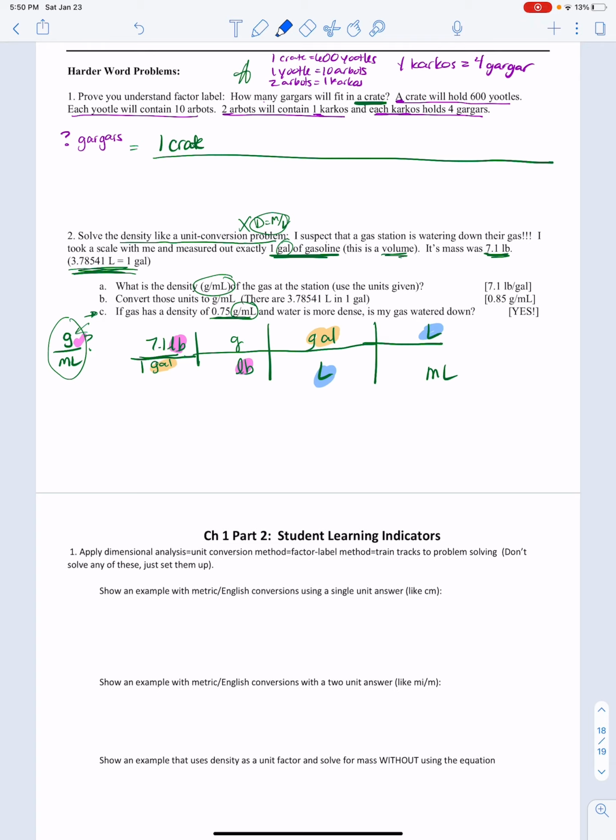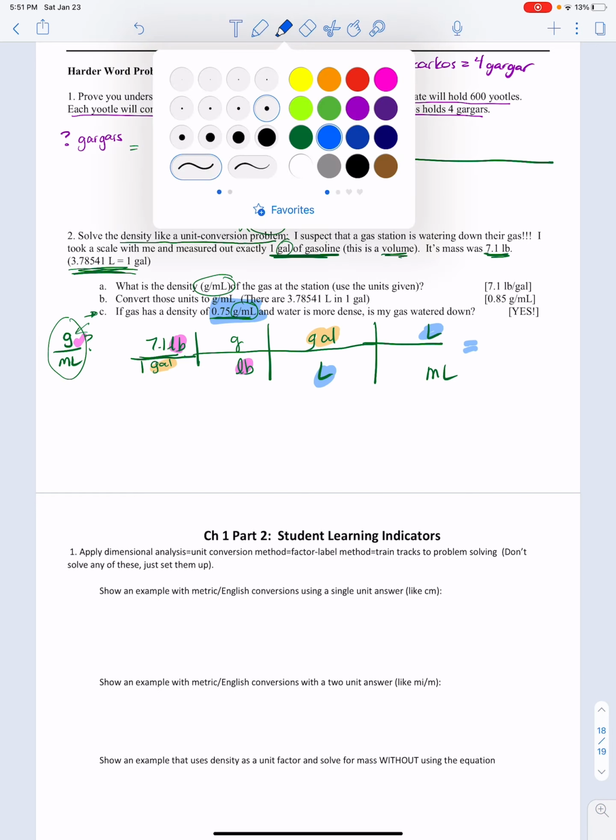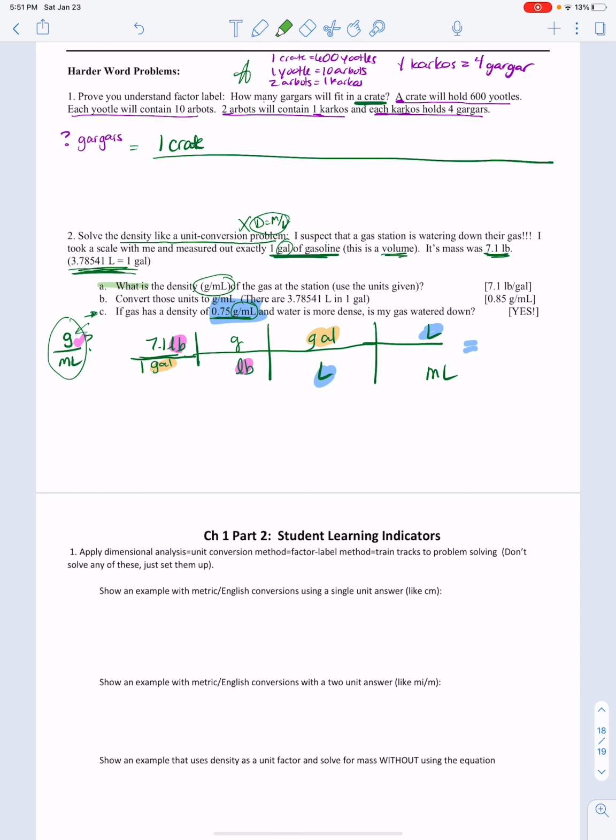And then the last part, once you have this number, you're going to compare it to this one. This is the number that you're comparing it to. And you're going to decide if the gas is watered down or not. You don't actually have to work the first part because I want this to be thought of as a factor label problem, not a straight up density problem. Just so that you can see different ways it can be used. If you want to solve it density wise and you want to change all the units around, after you can do that too.